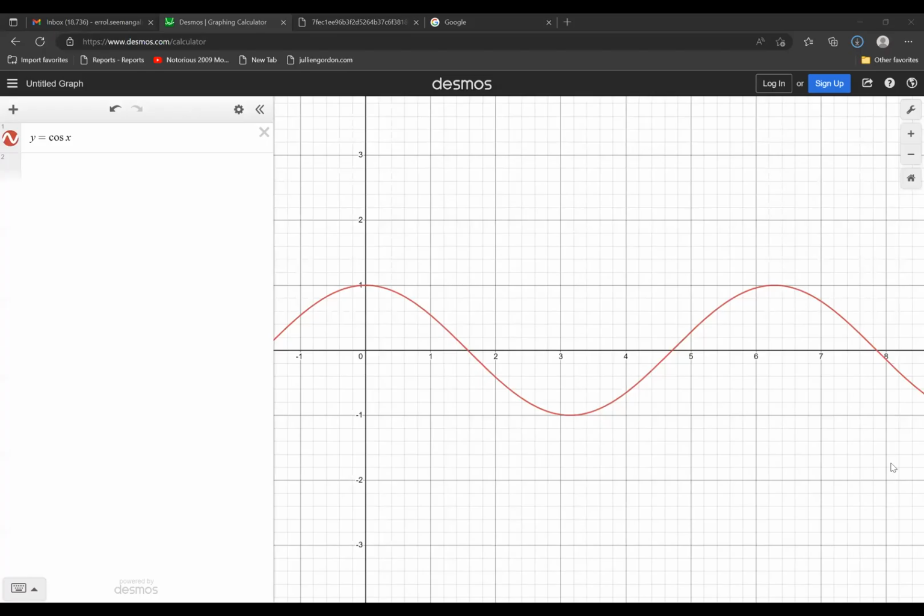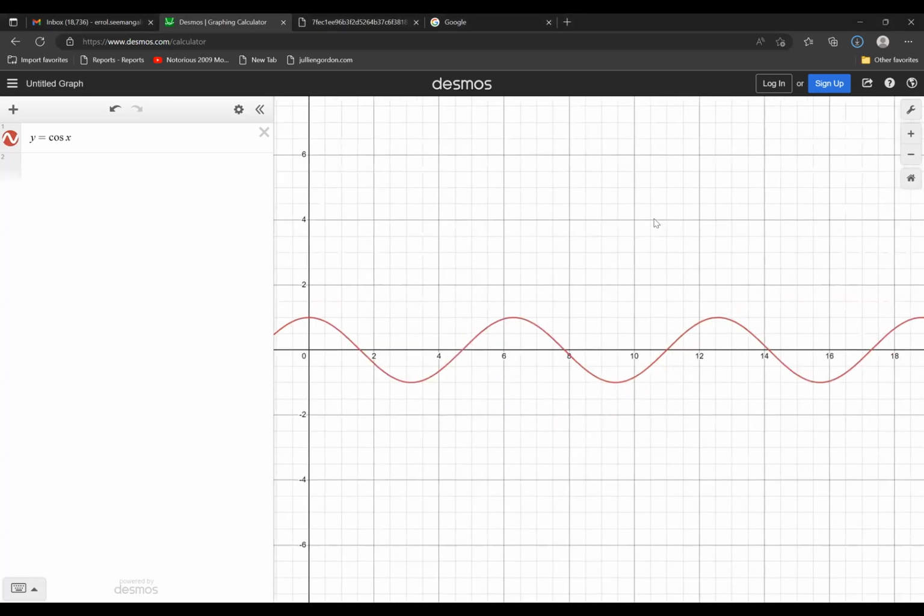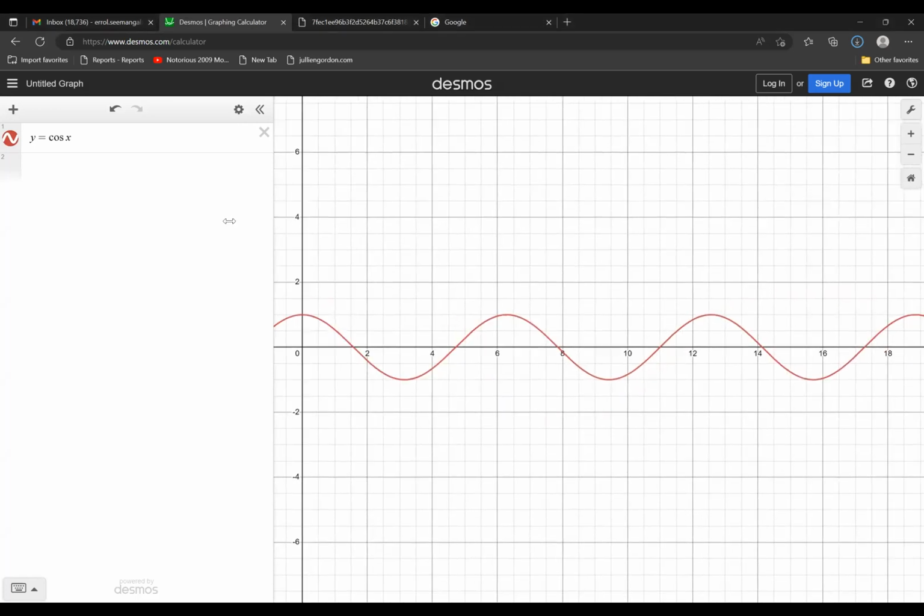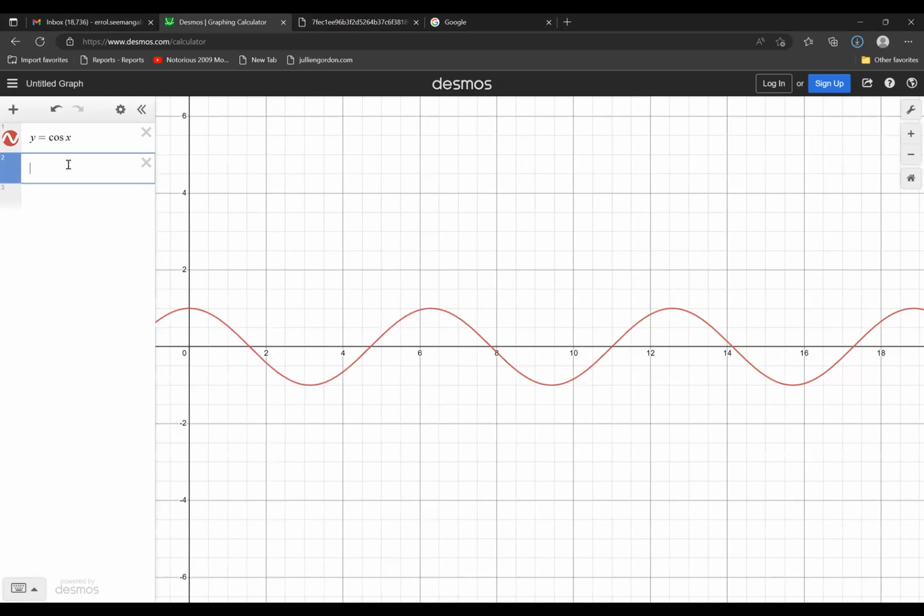Oh, let me share this. Share screen. Okay, there's your standard cosine graph. So tell me, you have one in front of you, cosine, so give me one of the transformations that you guys are working on.